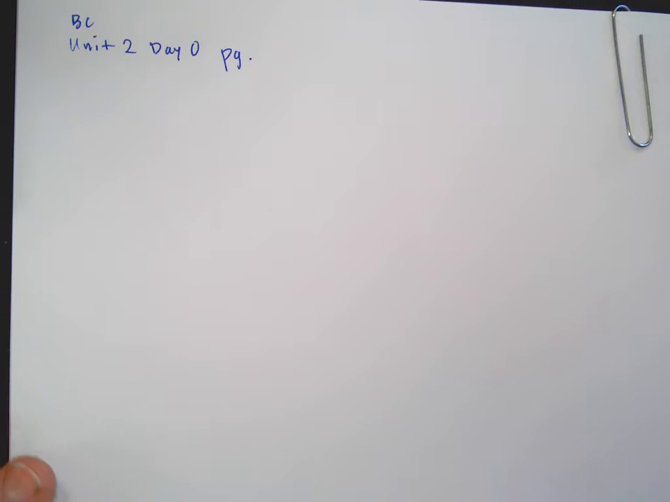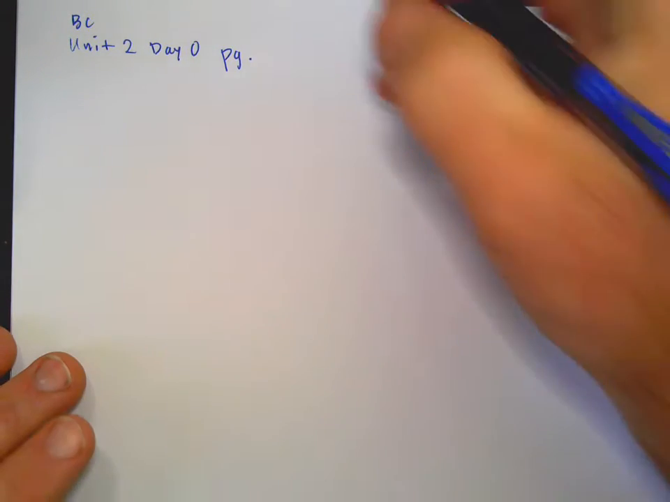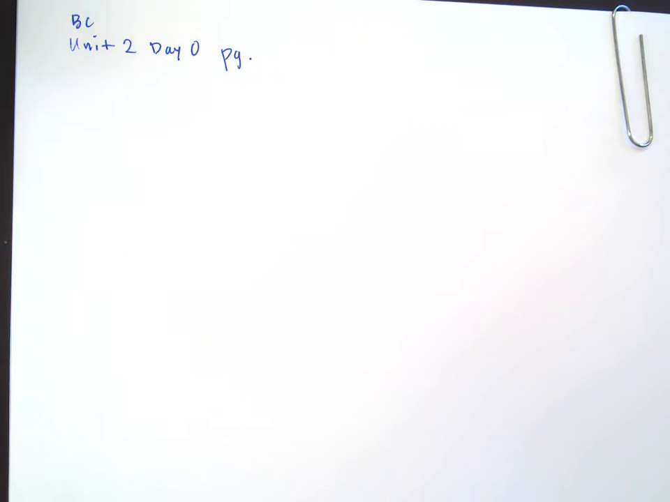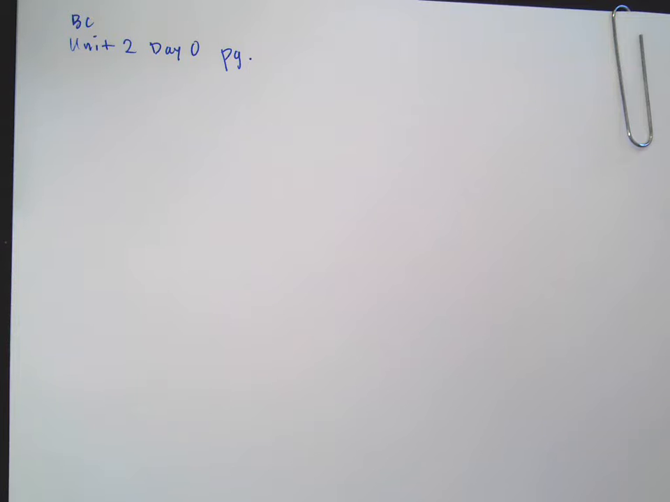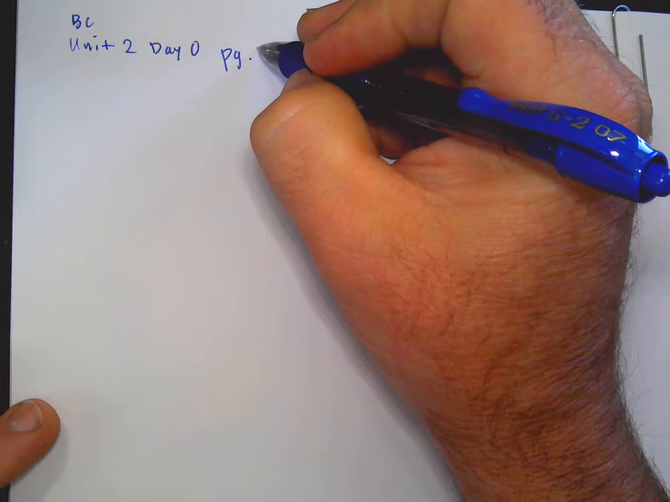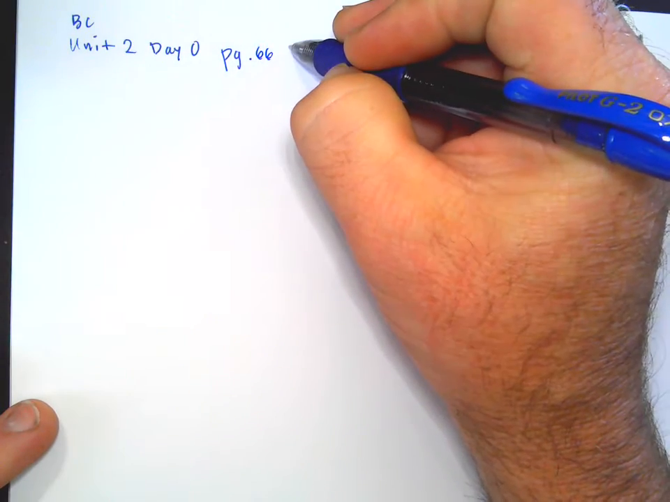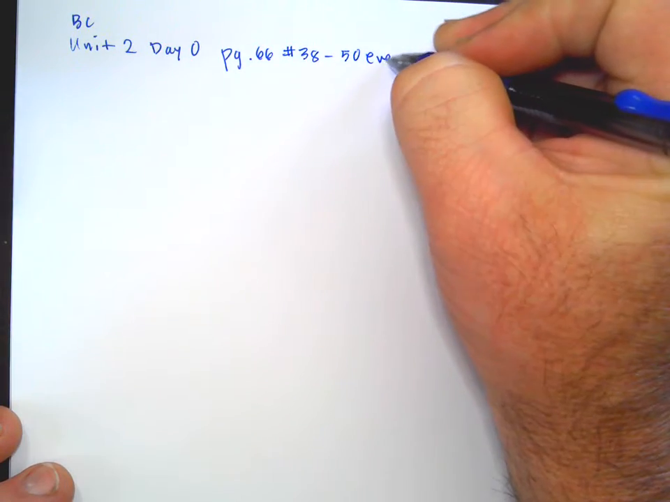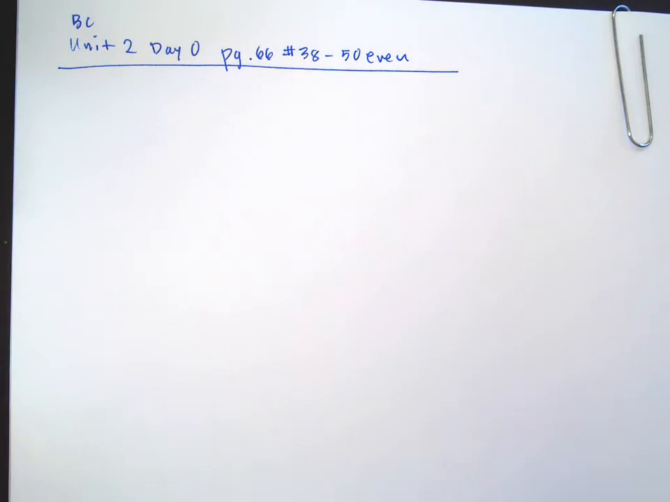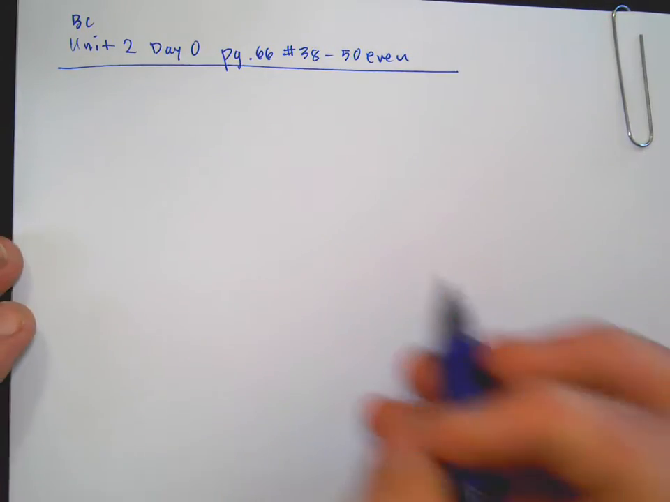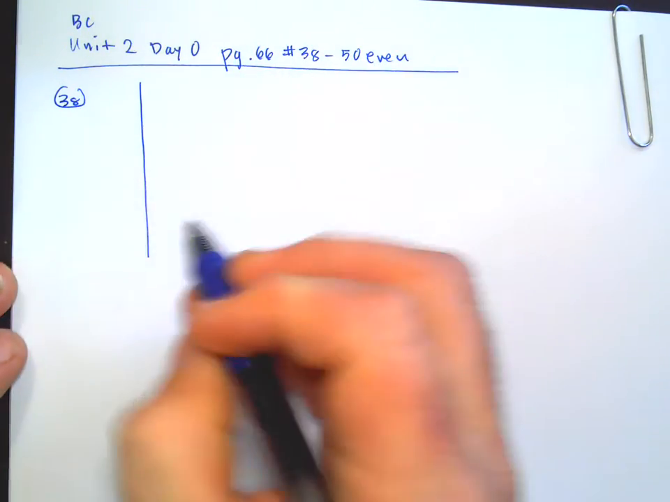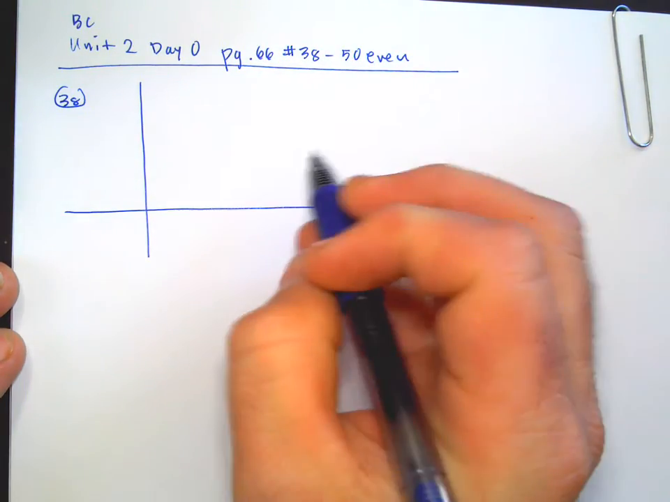All right, Calc BC Unit 2, Day 0 assignment, which I gave you guys to work on the day of the test. So that was page 66, problems 38 to 50 even. So not that many. I don't know, 38 gives you a picture. I'm going to just redraw it and then ask a bunch of questions.